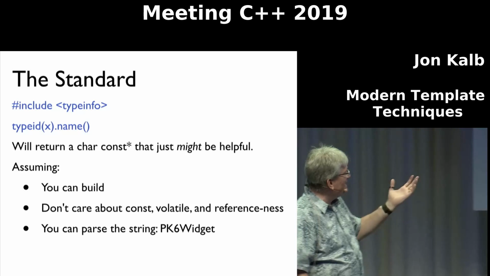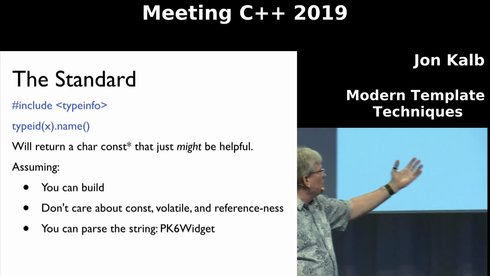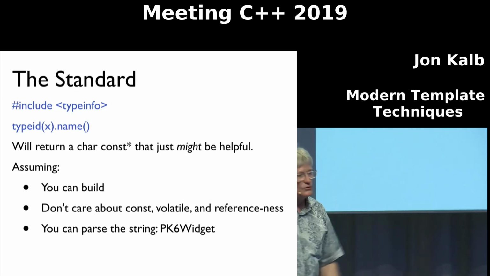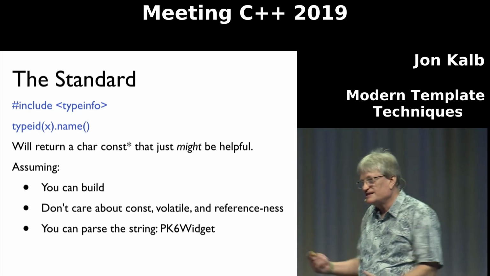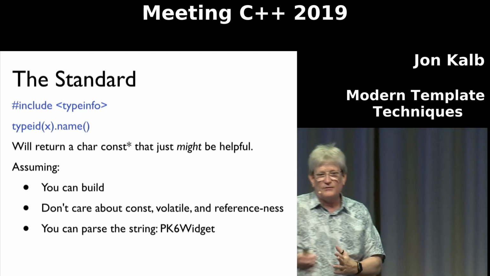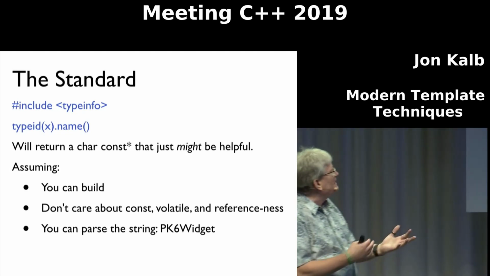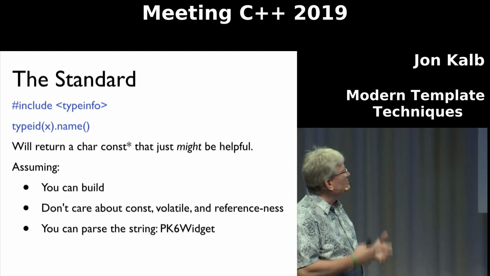And the reason I say that is there's a couple of issues. One is the standard says that it will not reflect whether it's const, volatile, or a reference. Well, in some cases, that's exactly what we're trying to figure out. I thought that this was a reference and it's not a reference, or I thought it was const and it's not const, something like that. So that's exactly what we might be looking for, and the standard doesn't tell us that.